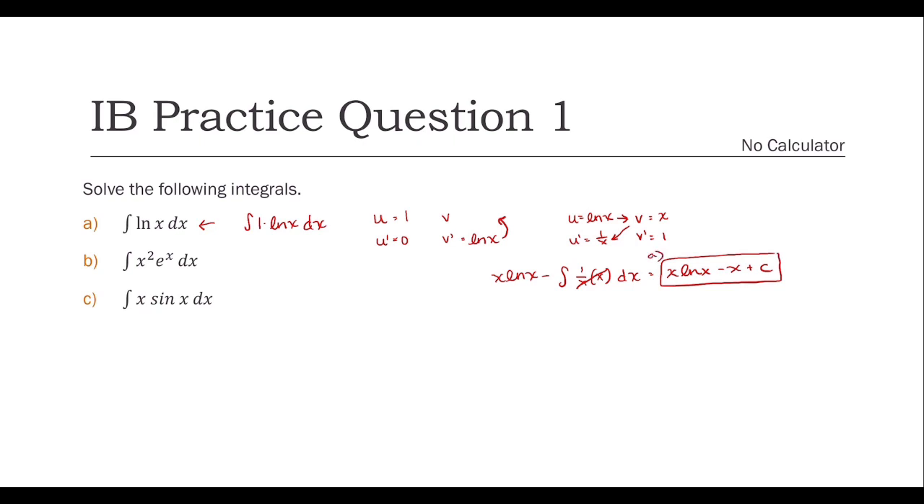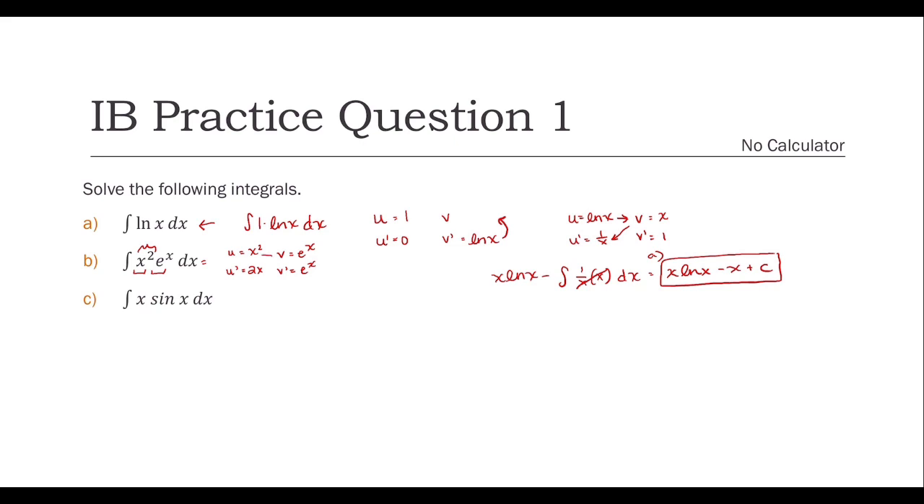Part B is the integral of x squared times e to the x dx. So here we have two functions multiplied by each other, so we'll use integration by parts. So we need our u, u prime, v prime, and v. So this one is x to some exponent, so we'll use that as u. And then we'll use our e to the x as v prime. The derivative of x squared is 2x, and the integral of e to the x is e to the x.